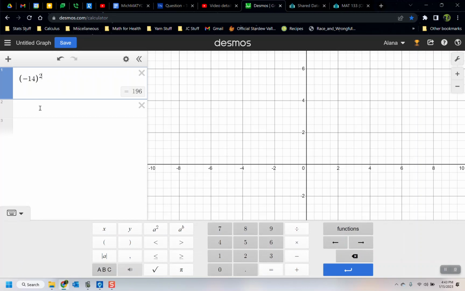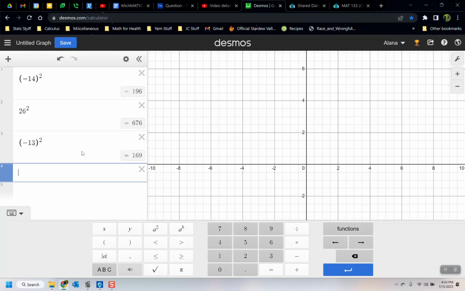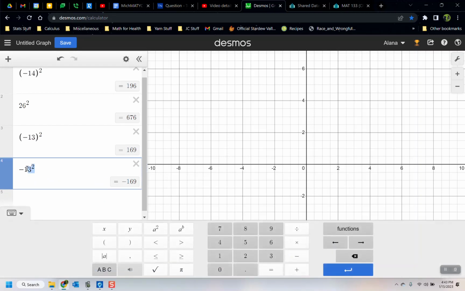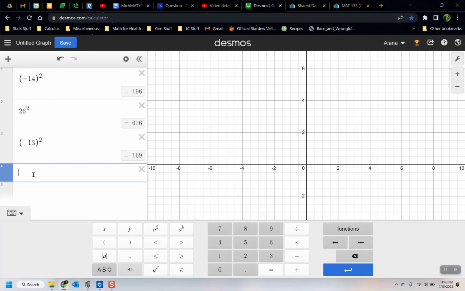Or you can also use the palette down here. There's a little keyboard down here. And if you type the next one, 26, and honestly, it doesn't matter because it's positive. So see the little a squared? If you click that a squared, it makes it squared. And then you want to type parentheses negative 13, close parentheses, hit the squared button. Because of order of operations, what you don't want to do is negative 13 squared. That's wrong, because that's making it negative. What it's doing is exponents first, then the negative multiplying. So you want to make sure you put your parentheses around your negative ones.